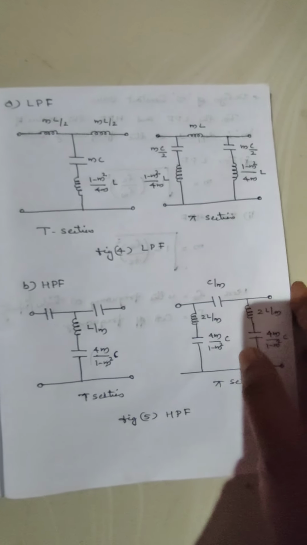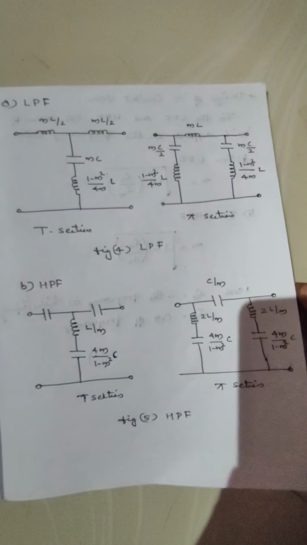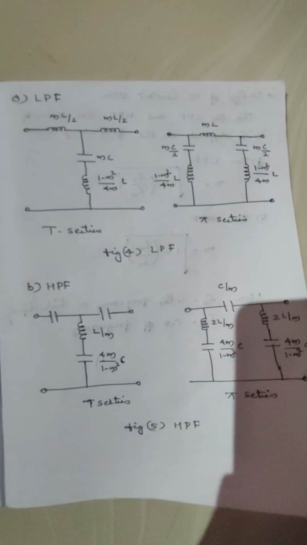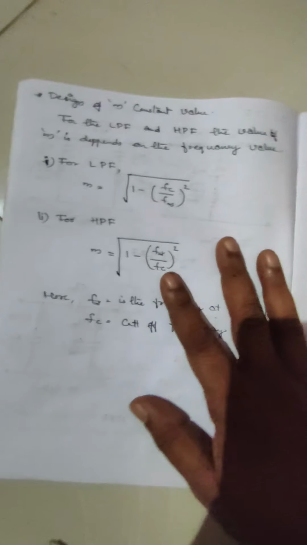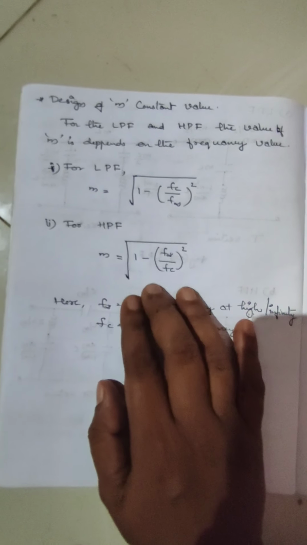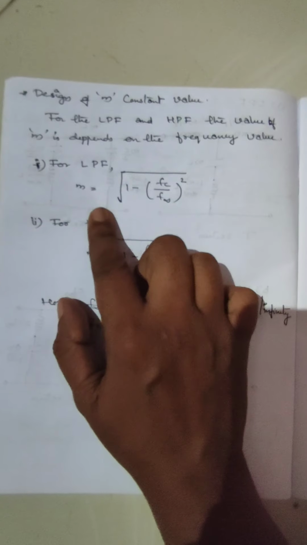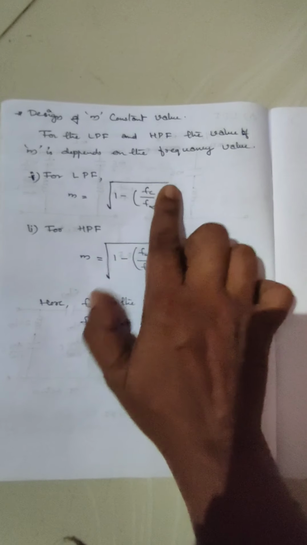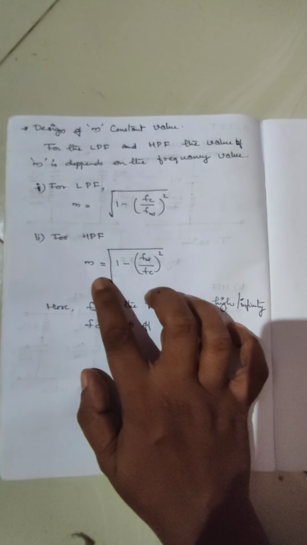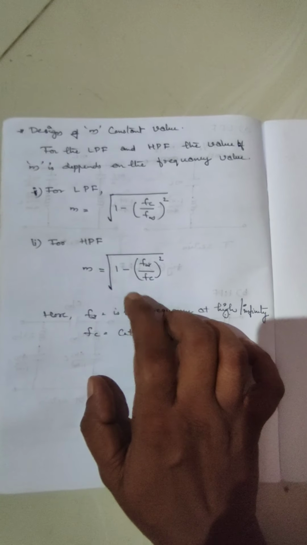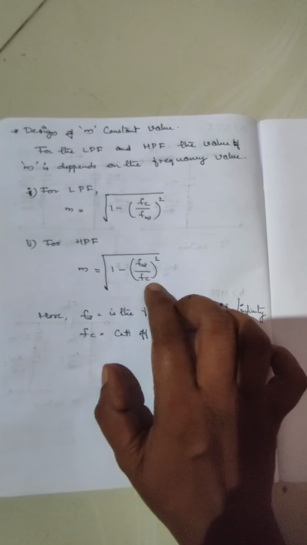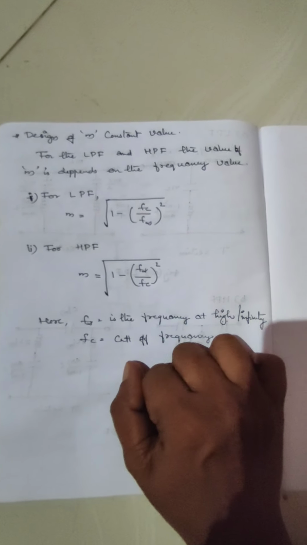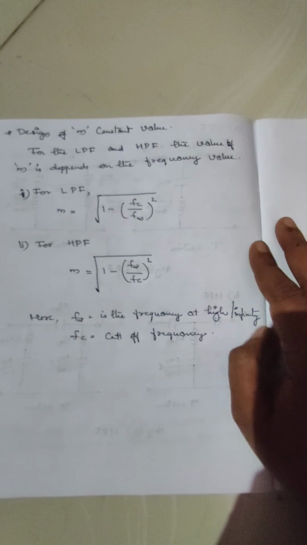So within these filters all the factors depend upon the constant m. So we want to find out the value of m. For calculating m, the case of low pass filter and high pass filter is different. For the low pass filter its value will become root of 1 minus fc divided by f infinity the whole square, and for the high pass filter its value will become root of 1 minus f infinity divided by fc the whole square. Based on all these values we are designing the m derived filters.